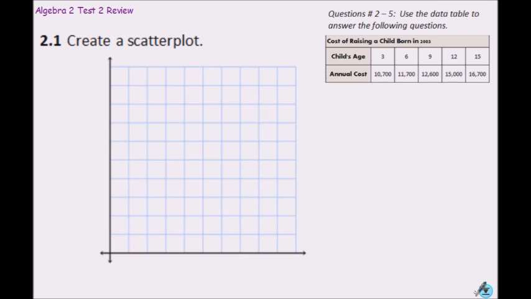All right, so number 2, we're actually going to use the same information, the same table here for questions 2 through 5. And I'm really excited about this problem. I mean, not just this particular problem, but the series of problems that we're going to look at here, because we really are getting an opportunity to do some real math.